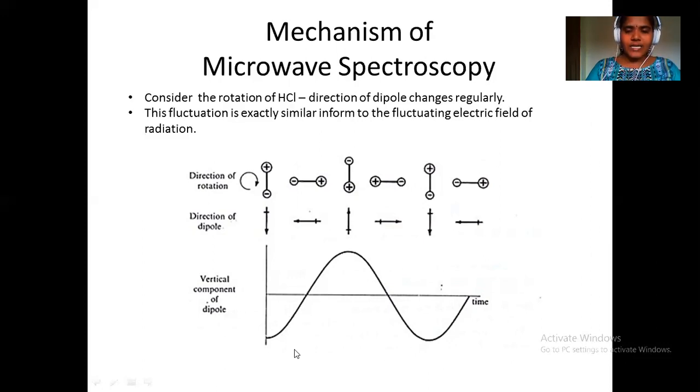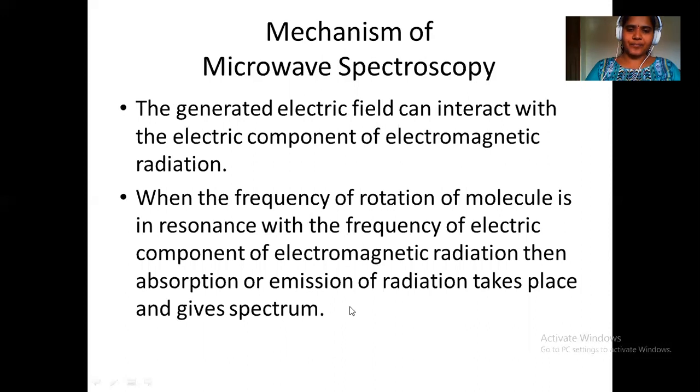Whenever it is irradiated with radiation, as we discussed in the previous video, the electromagnetic radiation has two components, electric and magnetic. Here, when the frequency of the electric component of the electromagnetic radiation and the frequency of the rotating molecule are in resonance with each other, absorption will take place, and the molecule can undergo transition from lower to higher or from higher to lower. There will be a transition whenever there is resonance between the frequency of a rotating molecule and the frequency of the irradiated radiation.